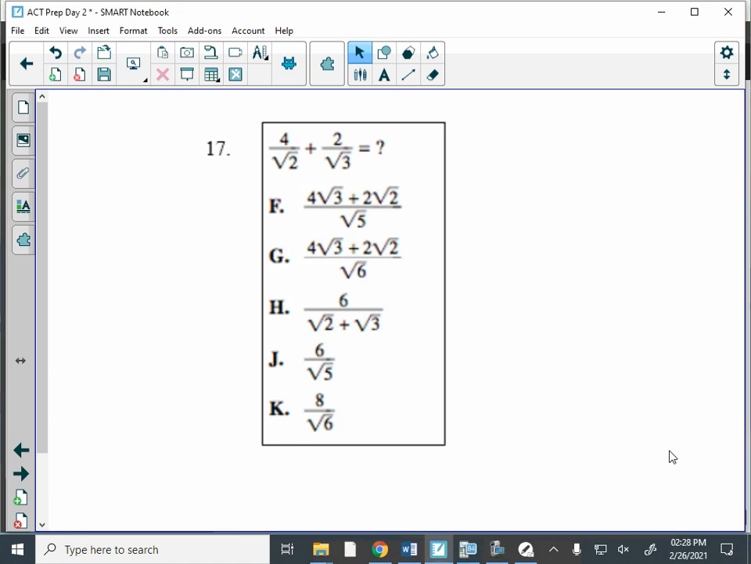So we take a look at 17. We want to figure out what 4 over the square root of 2 plus 2 over the square root of 3 equals. Okay? Here's how I would use my calculator to answer this question. I would plug this into my calculator and see what decimal it gives me.